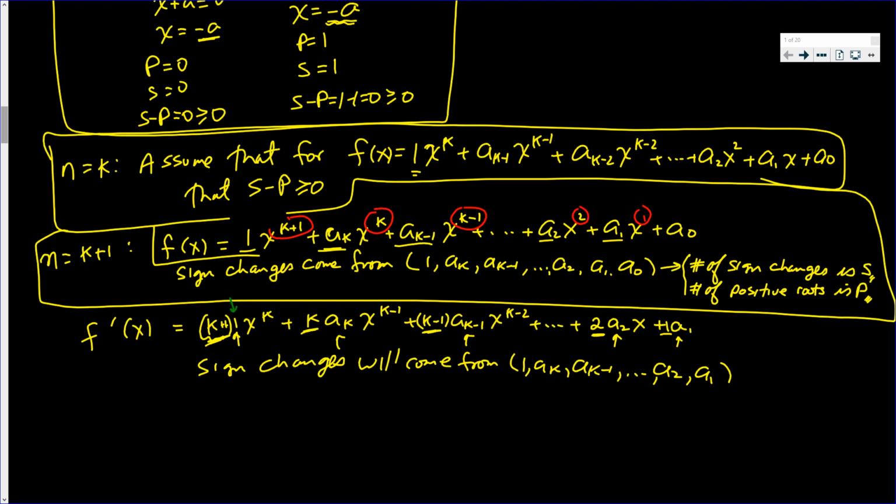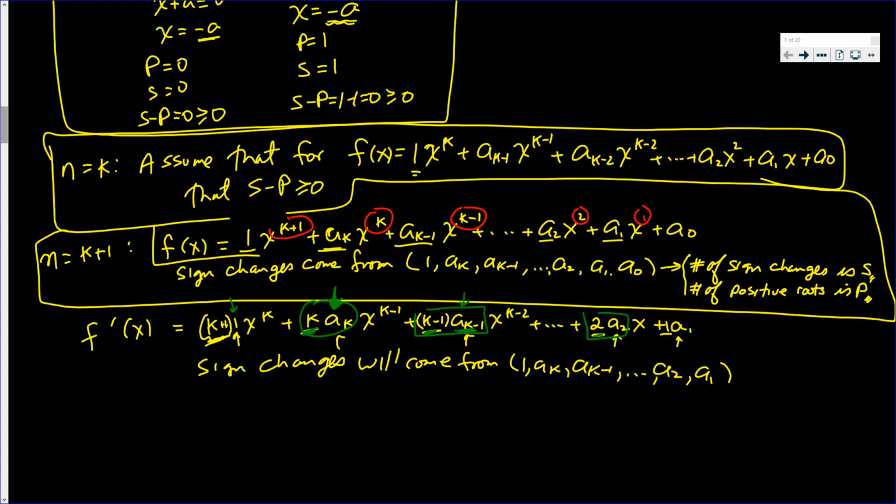If this number is positive, then multiplying it by a positive won't change the product. It'll be positive. If this term is negative, multiplying it by positive k still maintains the sign. That is, the sign of this product is determined by a sub k. This positive number times that unknown number. The sign of that product is going to come from a sub k minus 1.